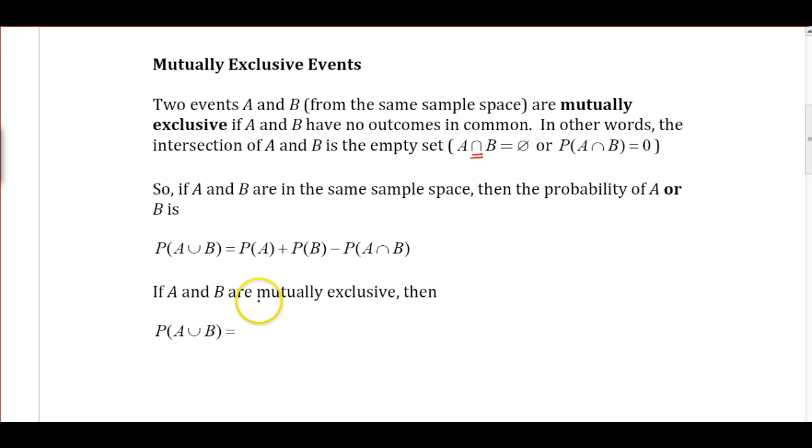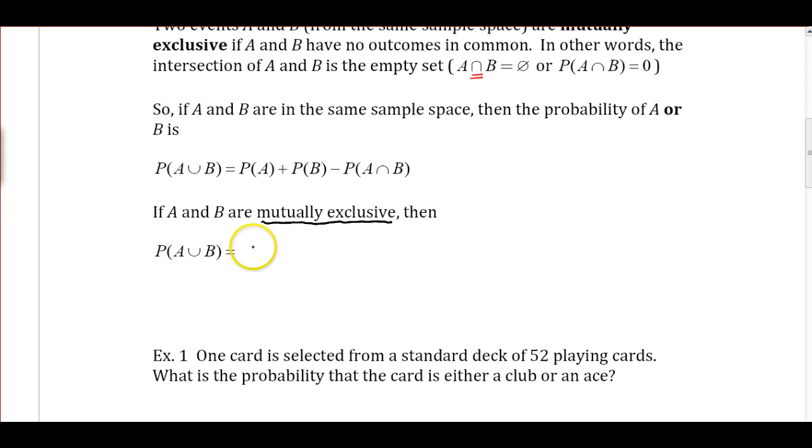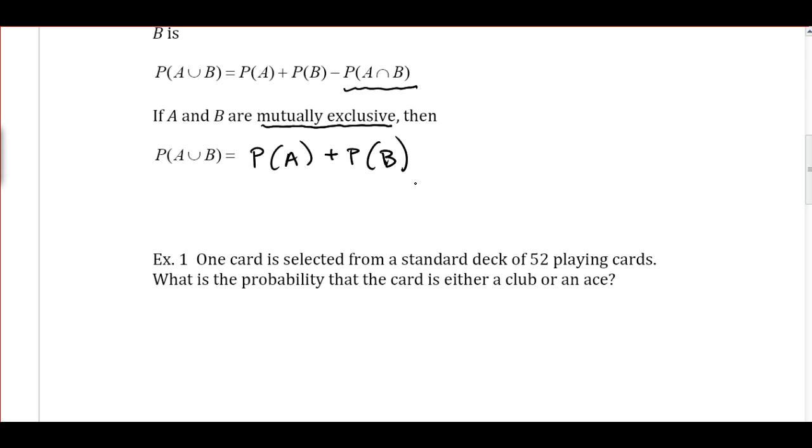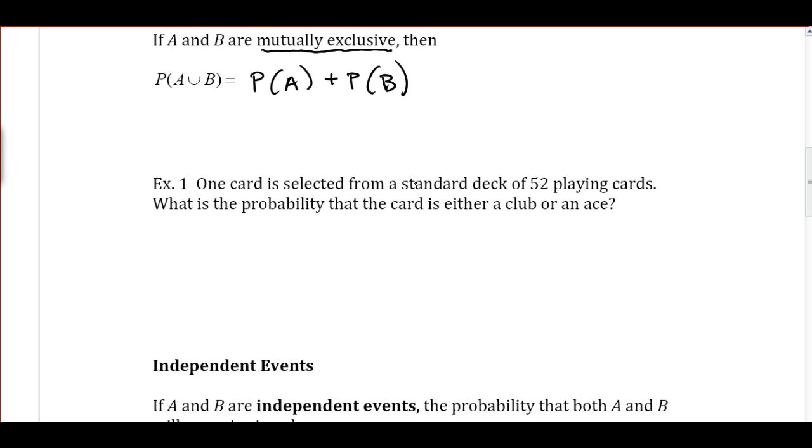Now, if they are mutually exclusive, they do not have any outcomes in common, and it becomes a little bit easier to figure this out. It's just the probability of A plus the probability of B. We don't have to worry about any intersection of the two probabilities. So let's take a look at an example where the outcomes are not mutually exclusive. I think this will help explain it.